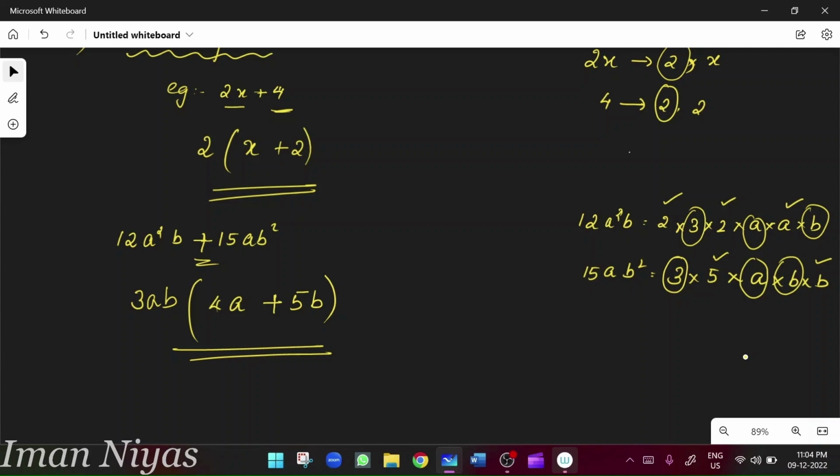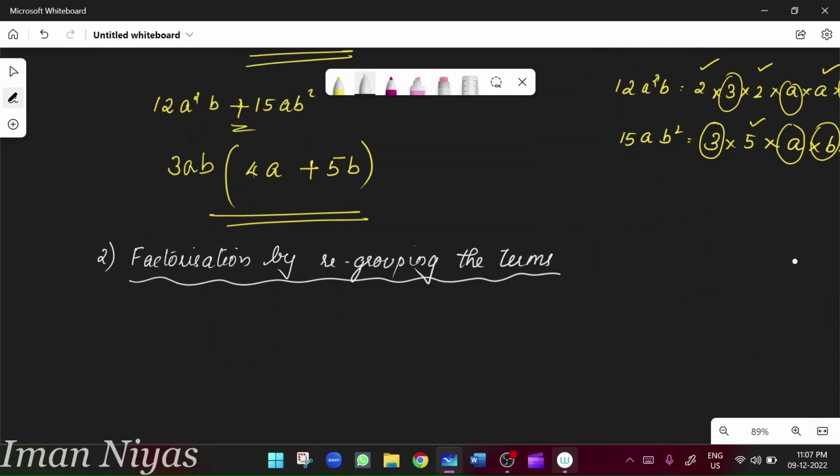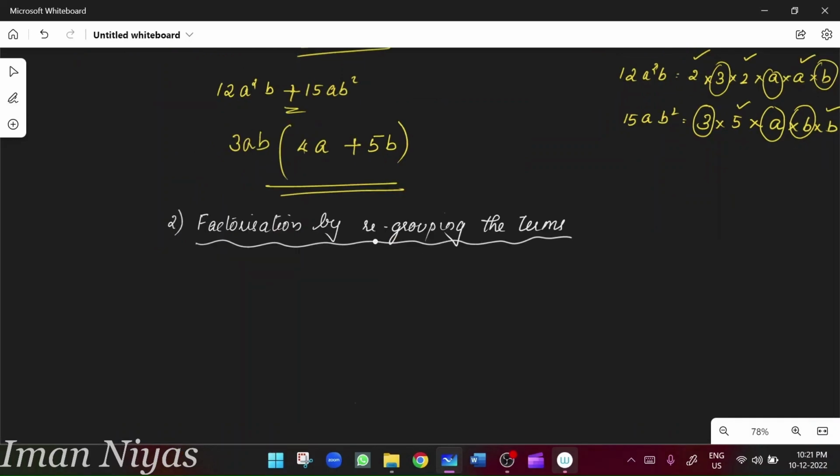So let's move with the next one, that is regrouping terms. Factorization by regrouping the terms. So let's see an example for this one. 2mn plus 2n plus 3m plus 3.